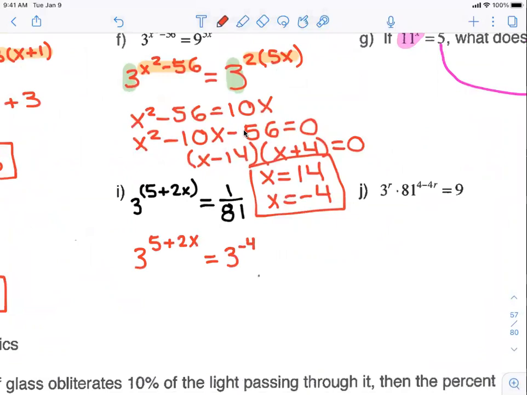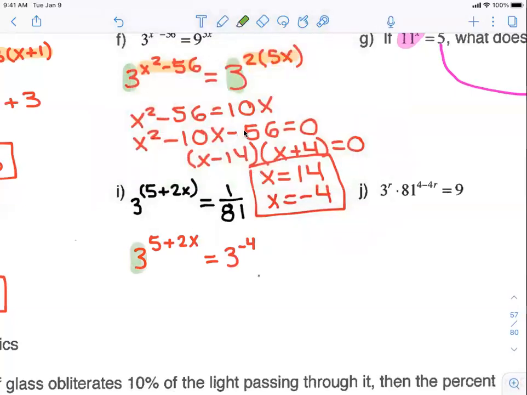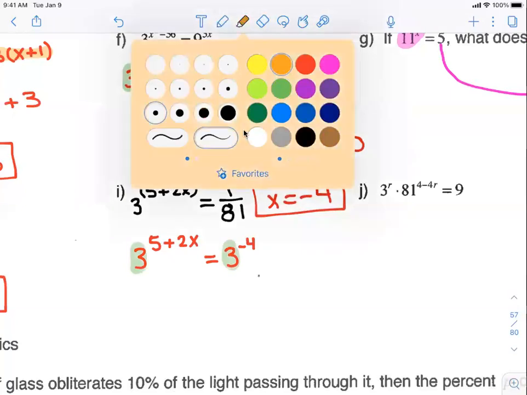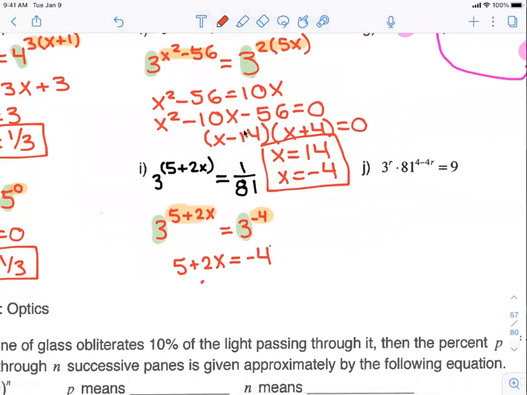So now we have the same bases. So we've got 3 and 3. So now you can set the exponents equal to each other. So just because one is a fraction does not mean that you can't do it. It just means that the exponent is negative. So I'm going to subtract 5 from both sides. That gives me -9. Divide by 2, and that gives me -9/2.